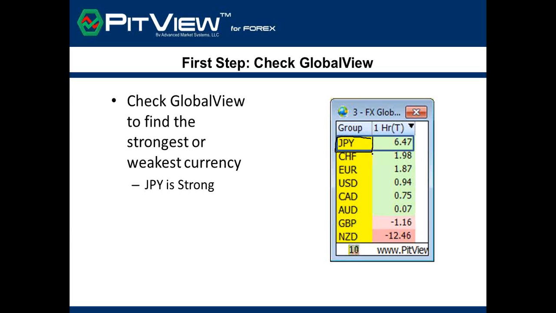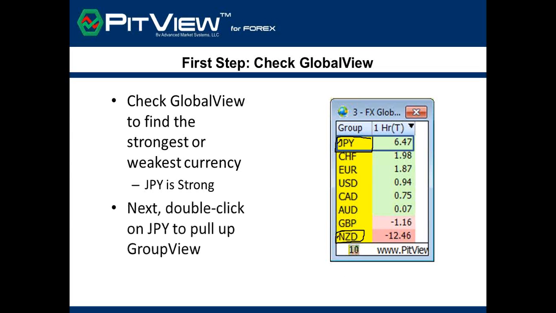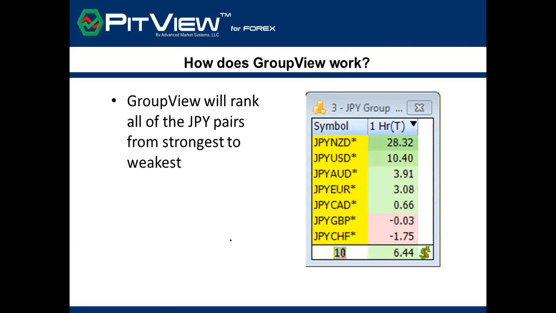Now initially a lot of people, when they look at global view, this is global view right in here, are probably going to say, okay, yen is the strongest and New Zealand is the weakest. However, since what's reflected on PitView is not necessarily on the charts, we might want to take another step to confirm which pair we might want to trade. So what we would do is double click on the yen and pull up group view just to confirm who the yen is trading strongest against, and which currency the yen is trading the weakest against. So group view acts as a confirmation to global view.